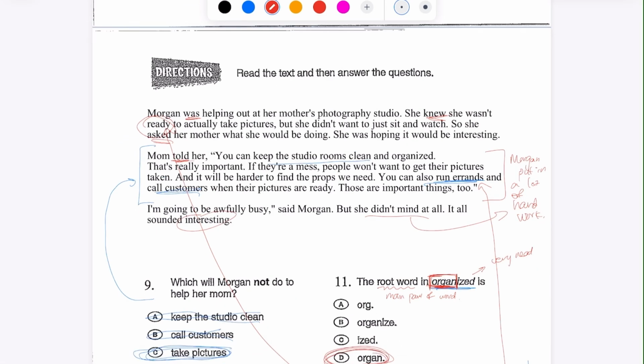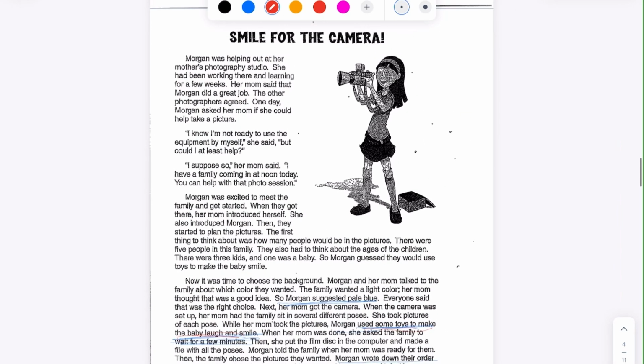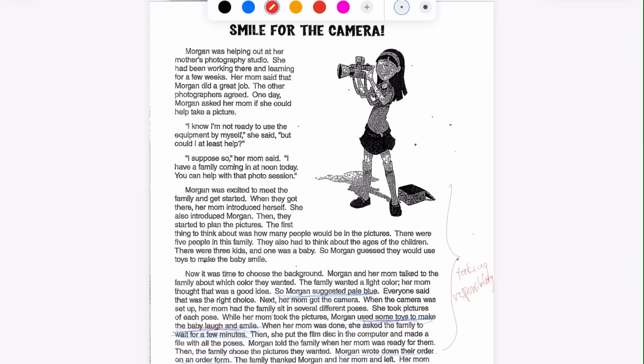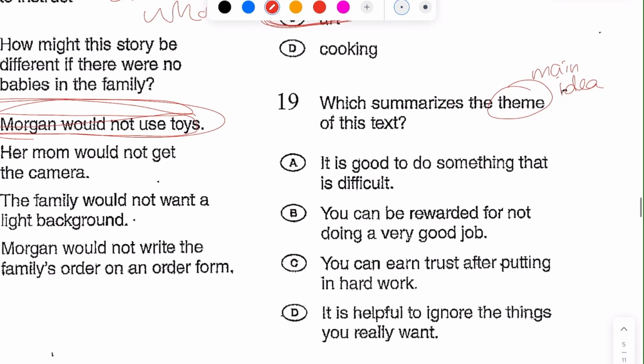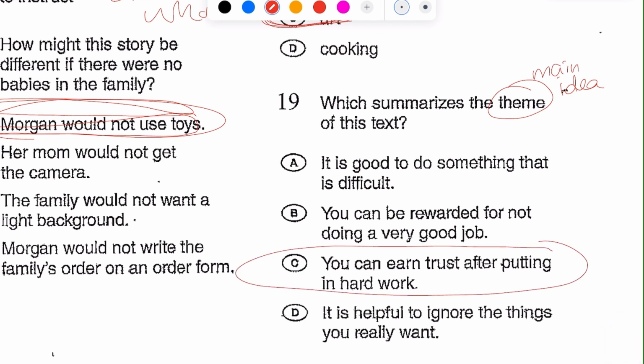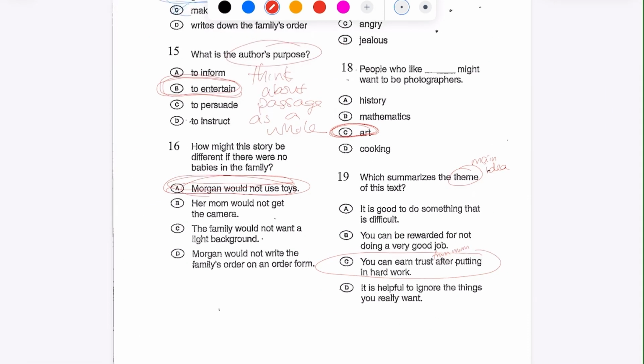It was interesting. And after doing this for a while, it turns out that even though she couldn't use the camera, she did take more responsibilities here. And when you take responsibility and do all these more important jobs, then you feel really accomplished, and she felt really proud. So here, the best answer would be choice C. You can earn trust after putting in hard work. So here, she earned trust from her mom after doing all the little things to help her. After doing that and not complaining about it, her mom is going to trust Morgan to take on more responsibilities by helping with the photos. So the best answer is choice C here.